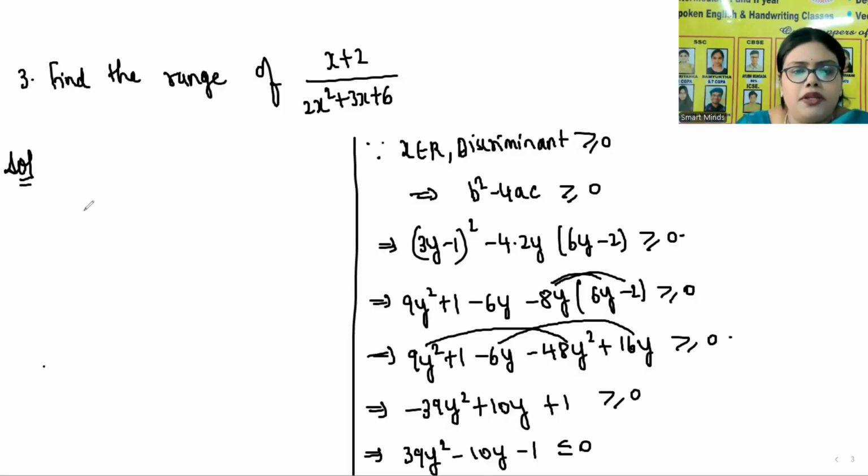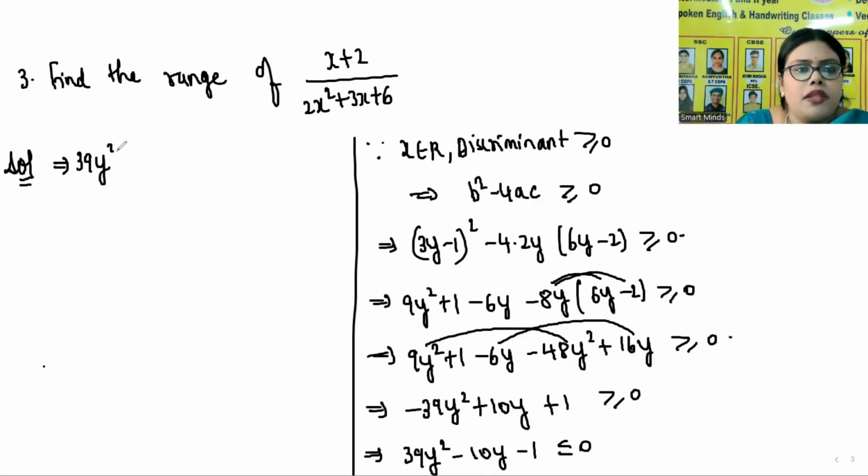Now we split the middle term. So you can see if we multiply the corners, we get minus 39 and the middle term is minus 10. So we know that 13 threes are 39 and 13 minus 3 is 10. So how do we split this?